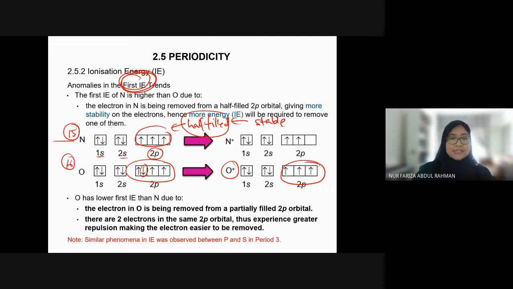Okay? Alright, so they mention dekat sini, the electron in O is being removed from a partially filled 2p orbital. There are two electrons in the same 2p orbital, thus experience greater repulsion making the electron easier to be removed. So dia ada dua elektron dekat dalam tu. So repulsion dia higher. Okay, this is considered unstable. So in order to reduce the energy of this orbital, kita remove the electron. So bila dia remove the electron, the orbital is now become stable. Dia jadi half-filled guys. But in terms of energy required, it's not that much compared to if not removed from nitrogen.